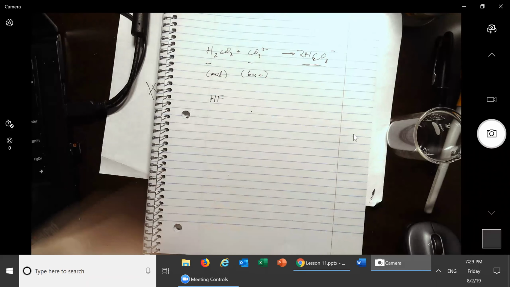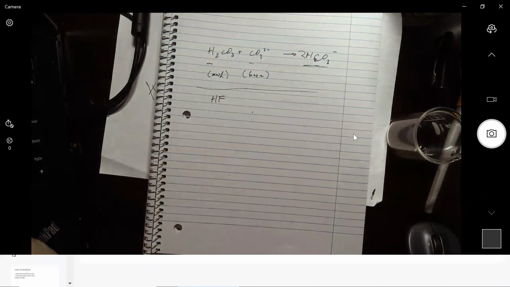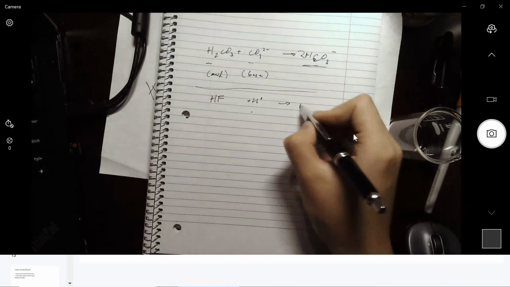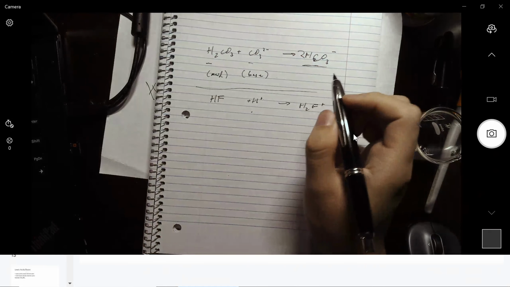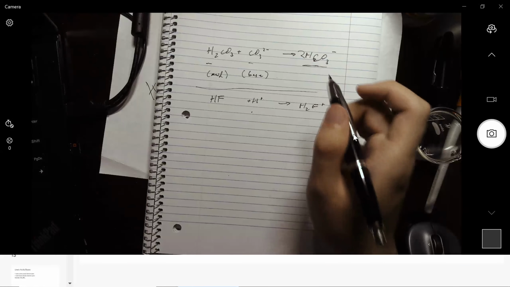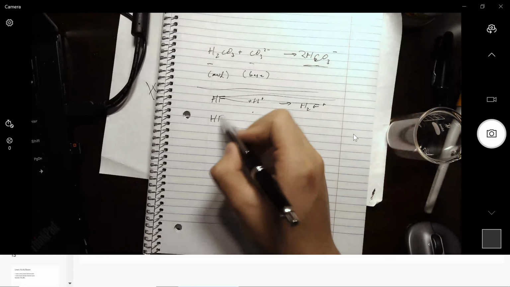Now, can someone tell me whether HF is an acid or a base? Do you think HF is an acid or a base? Right. HF is an acid. It's hydrofluoric acid. Because if it were to act as a base, then we would form H2F plus, and now we have this positive charge on a fluorine atom, and it's not super good. Okay. So HF is an acid.